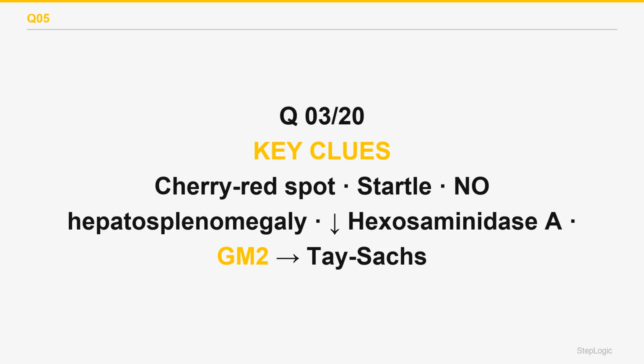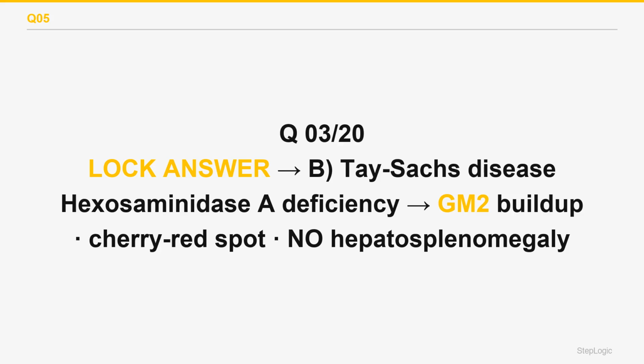The single most useful discriminator on the exam is the absence of hepatosplenomegaly. That separates Tay-Sachs from Niemann-Pick, which presents almost identically but with hepatosplenomegaly. Niemann-Pick, choice A, is sphingomyelinase deficiency; it also has a cherry red spot, but does have hepatosplenomegaly. Gaucher disease, choice C, is glucocerebrosidase deficiency with hepatosplenomegaly and crumpled tissue paper macrophages. Tay-Sachs: no hepatosplenomegaly, and hexosaminidase A.